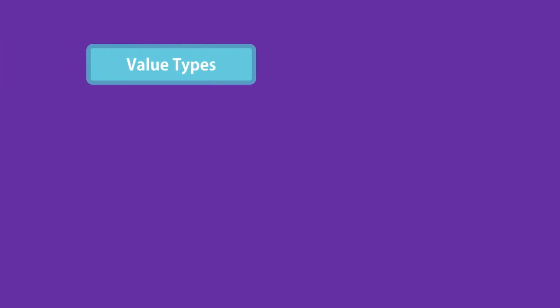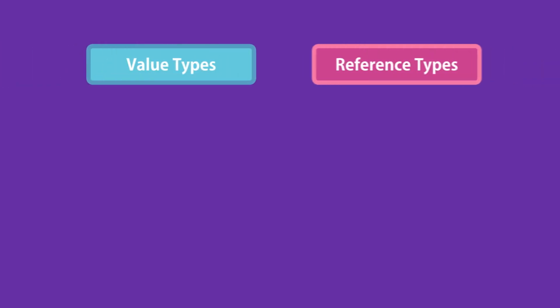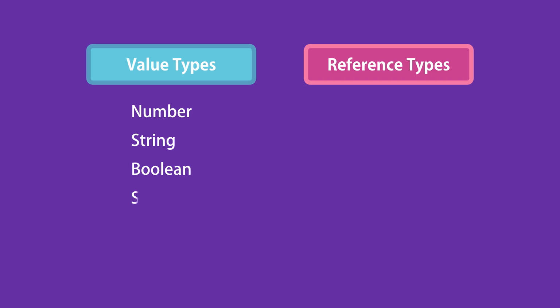In JavaScript, we have two categories of types. On one side, we have value types, also called primitives. On the other side, we have reference types. So in the value types category, we have number, string, boolean, symbol, which is new in ES6. We're going to look at that later in the course, as well as undefined and null. These are the primitive or value types.